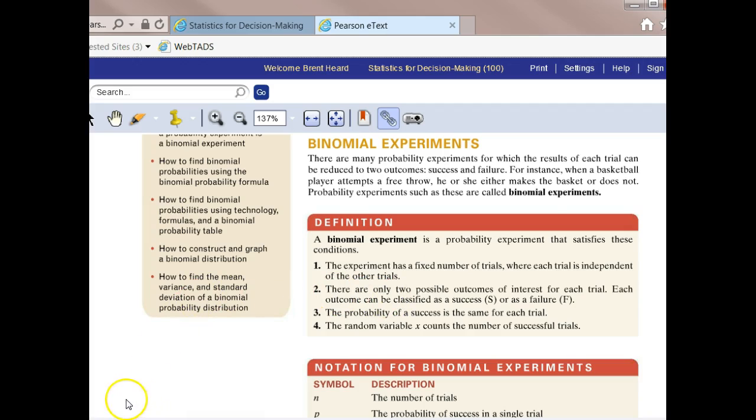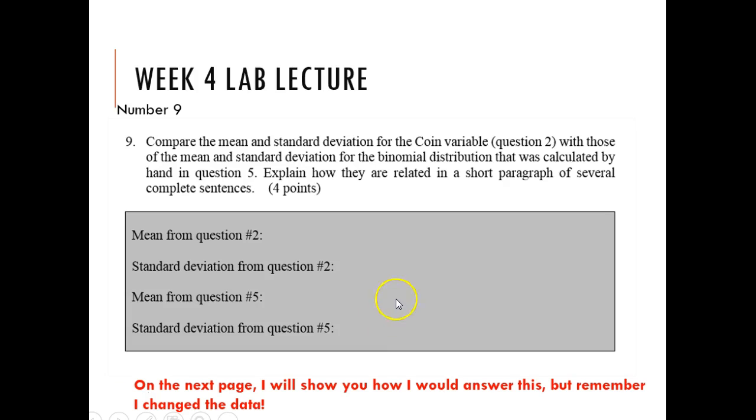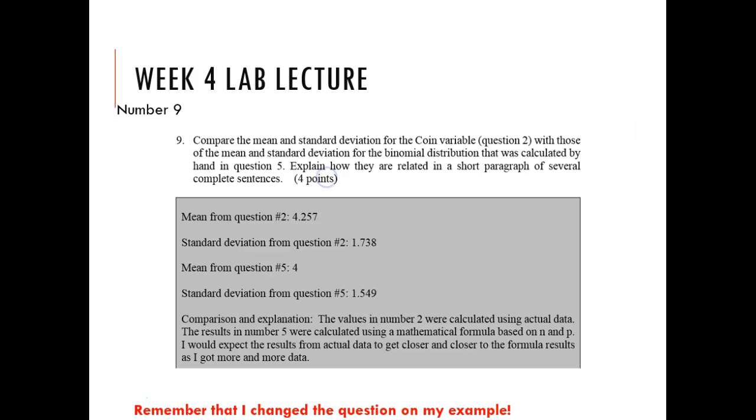Let's take a look at number 9. On number 9, it says compare the mean and the standard deviation for the coin variable in question 2 with those of the mean and the standard deviation for the binomial distribution that was calculated by hand in question 5. Now, remember, I did a different question. I changed my number, so this is not your answer. But for mine, this is how I would do it.